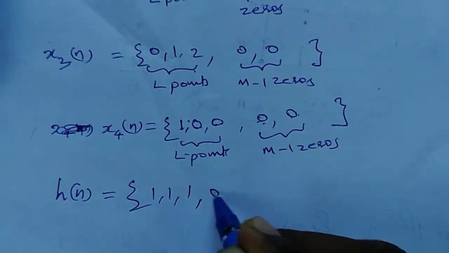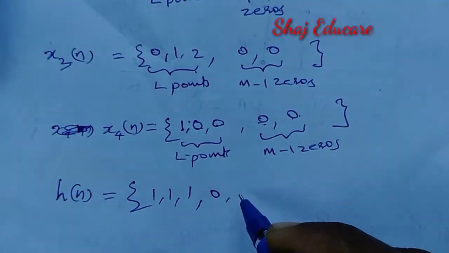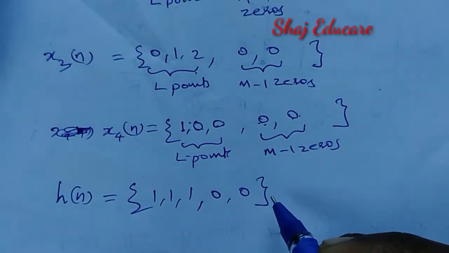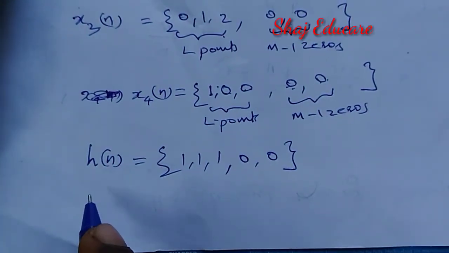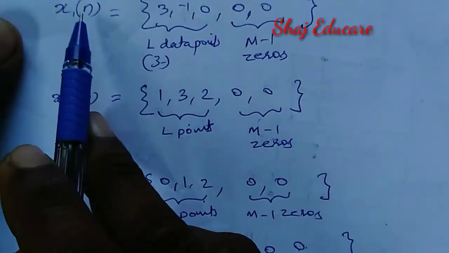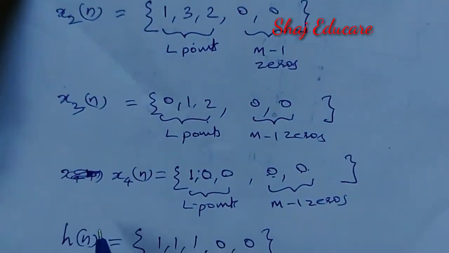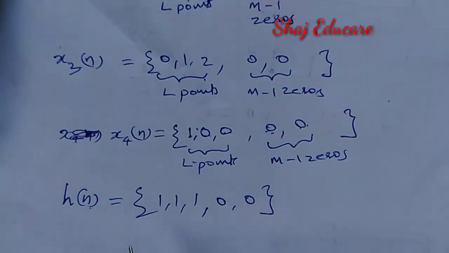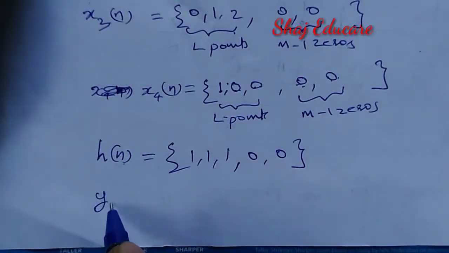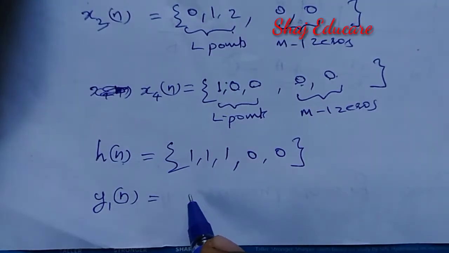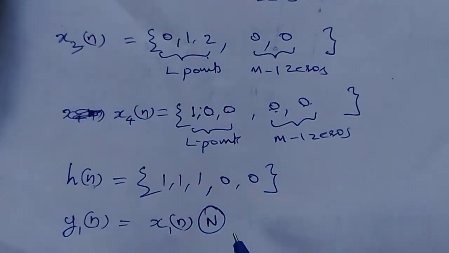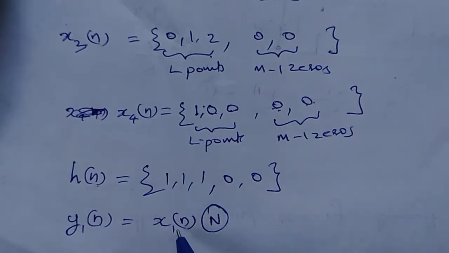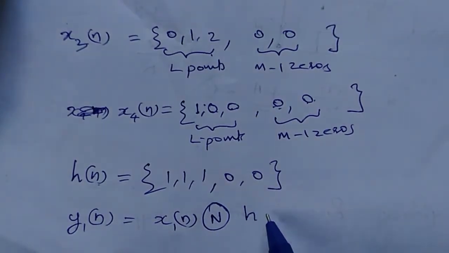To make the length equal to 5, we have to put two zeros. That's okay, right? Next, perform convolution between x of n and h of n and obtain y1 of n. y1 of n is obtained by circular convolution of the first discrete block x1 of n with h of n.